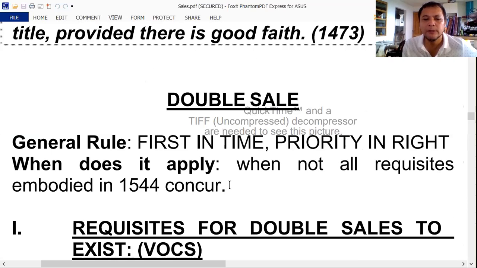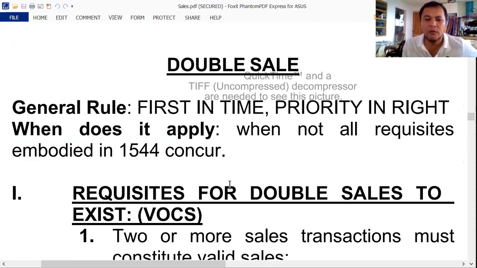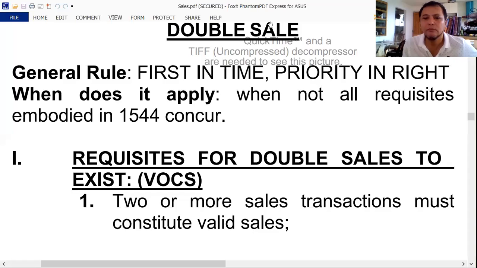1544, I'm sorry. It applies when not all requisites embodied in 1544 concur. So it does not apply when not all the requisites are present. What are the requisites, by the way?